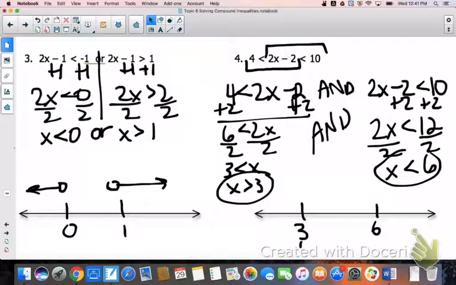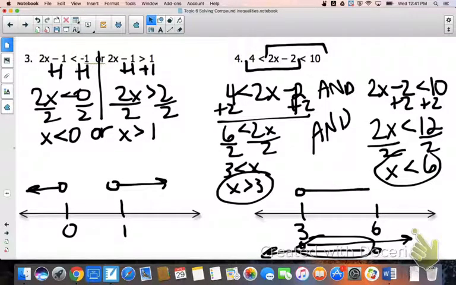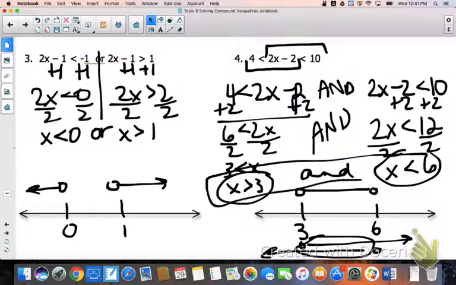So just going to do on the bottom here, greater than 3 and less than 6 means I just have what's in the middle. So there's my graph. And that is my whole answer right there. Okay.